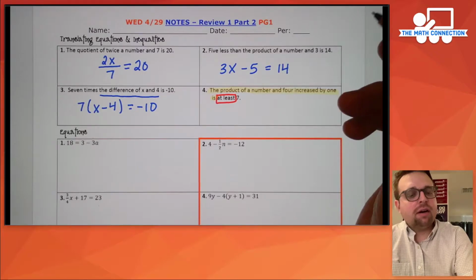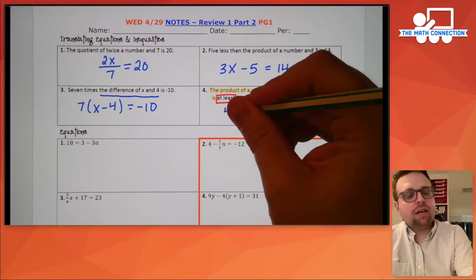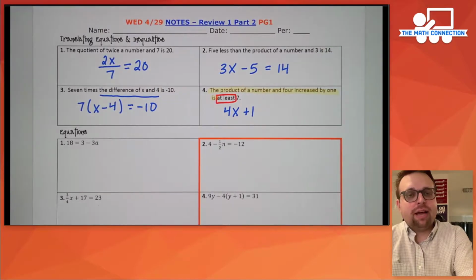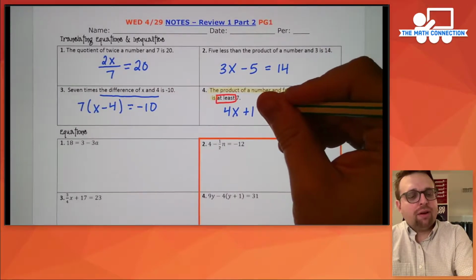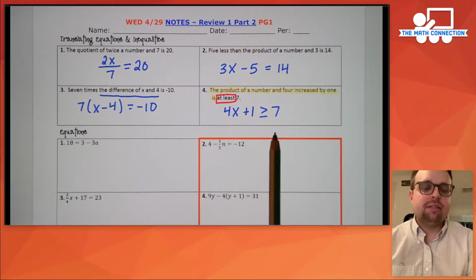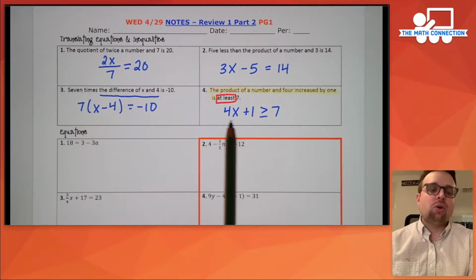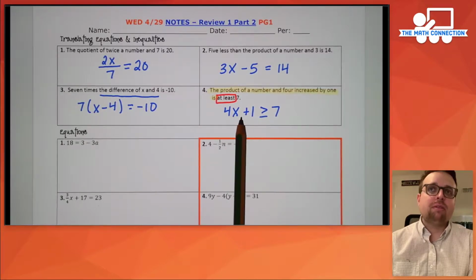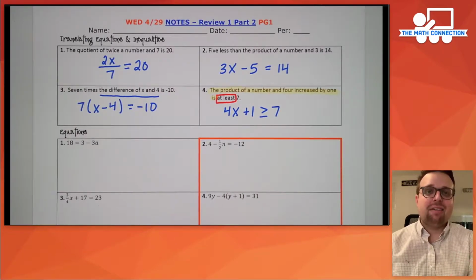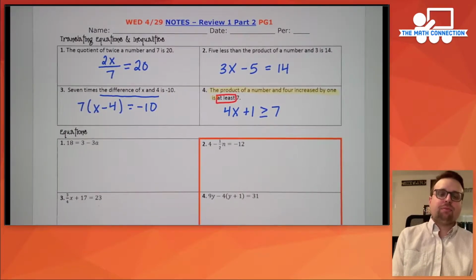So the product of a number and 4. So 4 times a number increased by 1, meaning we're going to add 1 to that, is greater than or equal to 7. And the reason I'm choosing this is because this symbol represents that this whole quantity over here, 4x plus 1, is greater than 7 or it equals 7, which means that it's at least 7. It's not less than 7.